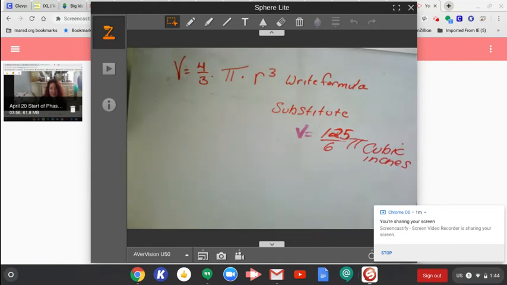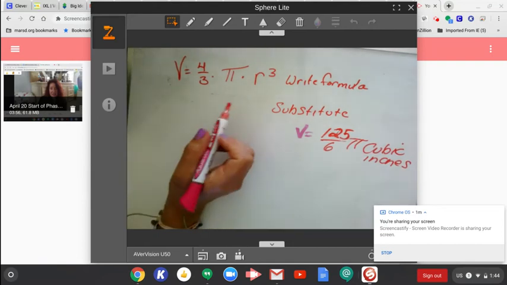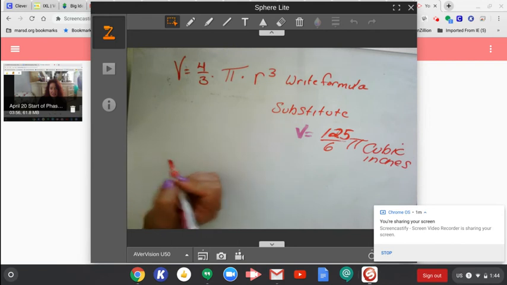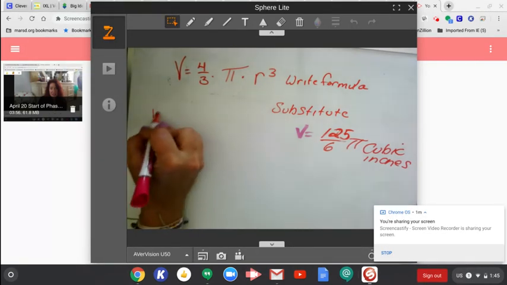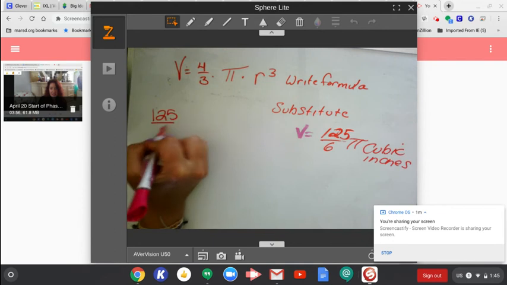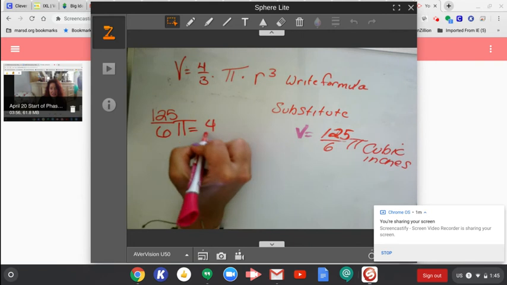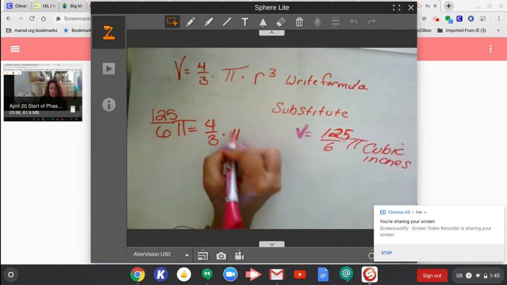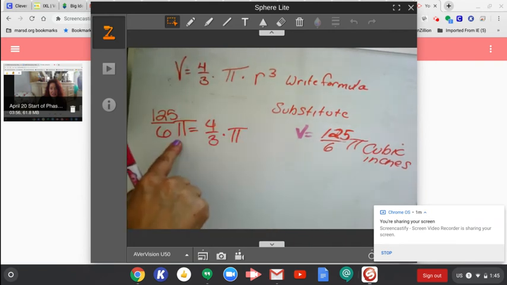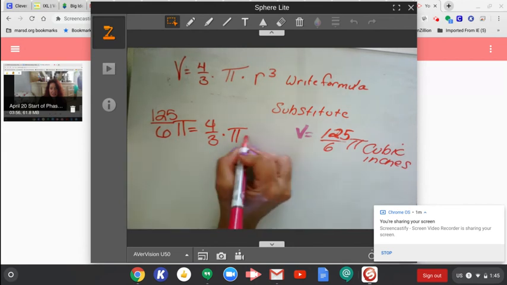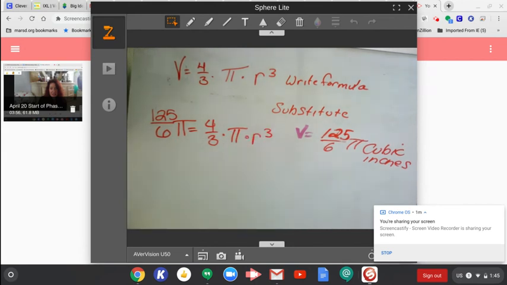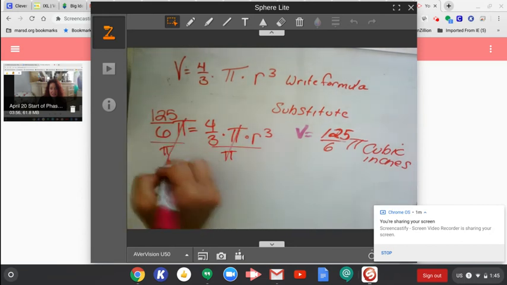Okay, so again, we're going to take the formula, which you have on page 350, and you're going to write it down. Second step, you're going to substitute for the volume. What we tell you the volume is 125 over 6 pi, and then I just write the formula using the pi symbol because the pi symbol is in the original question. Okay, next step, remember we're going to divide both sides by pi to eliminate the pi symbol.